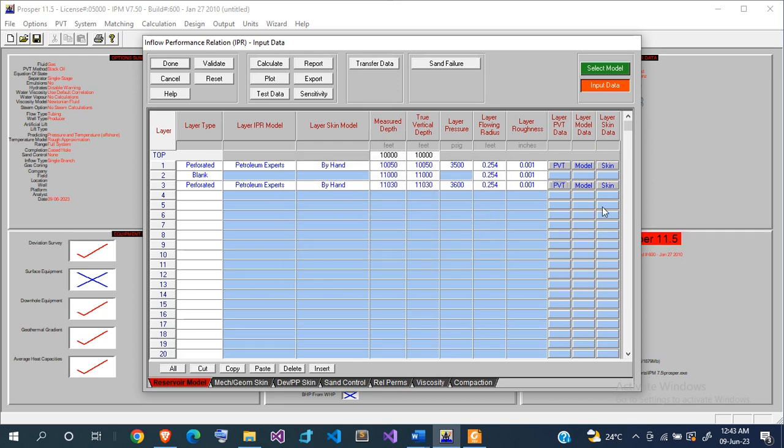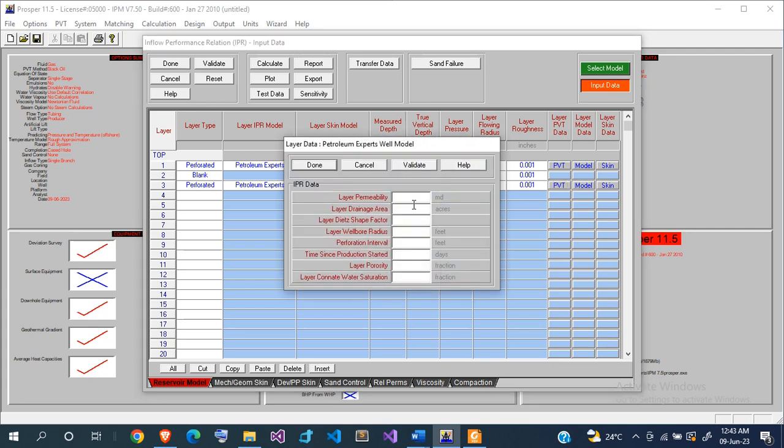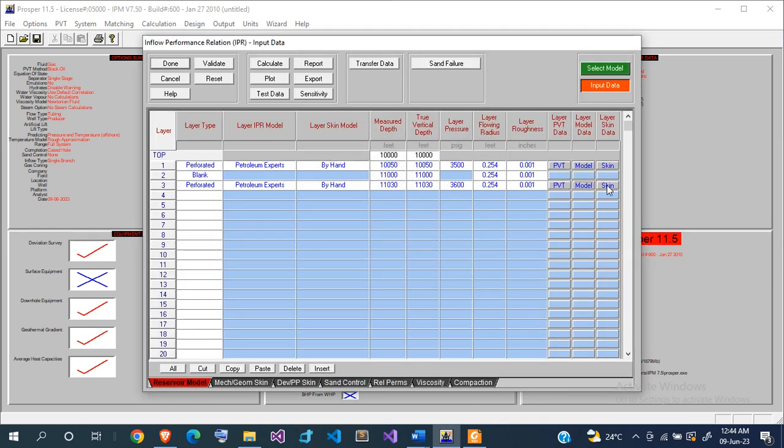Okay, so for the model, we also did the same thing. Permeability is at 20. Drainage area, I think the same thing, 300. Dead shift factor is the same thing, 31.6. Layer wellbore radius, the same 0.254. Perforation interval for this one was smaller, 30 feet. Production 100 days. Layer porosity is at 0.25, same as the upper section. Connected water saturation is the same as the upper section, 0.3. Okay, so the skin is the same.